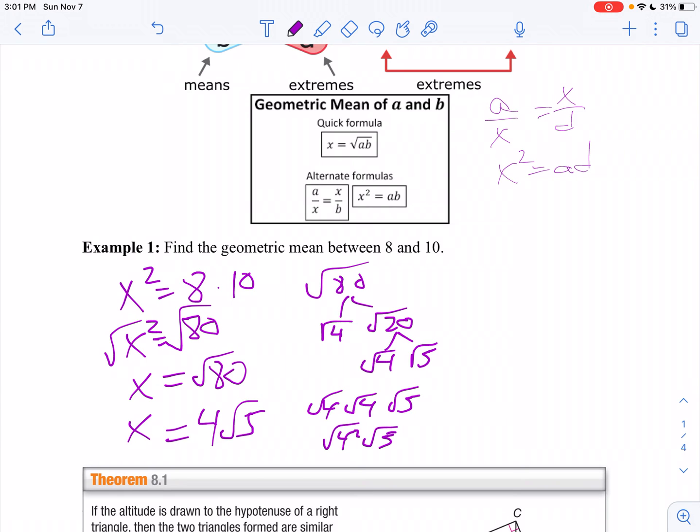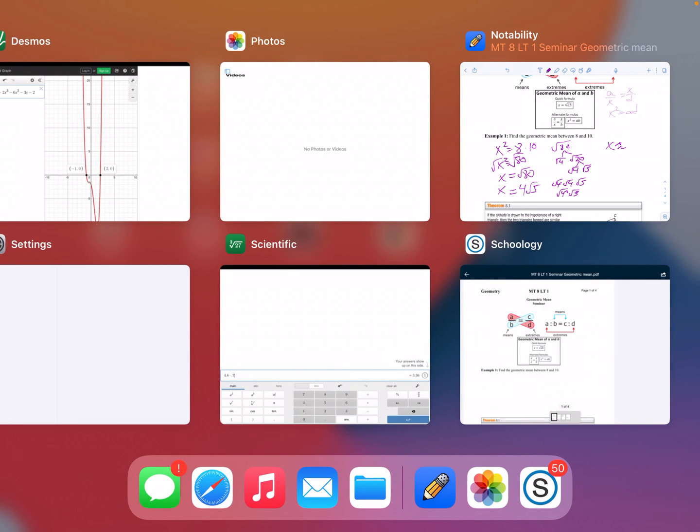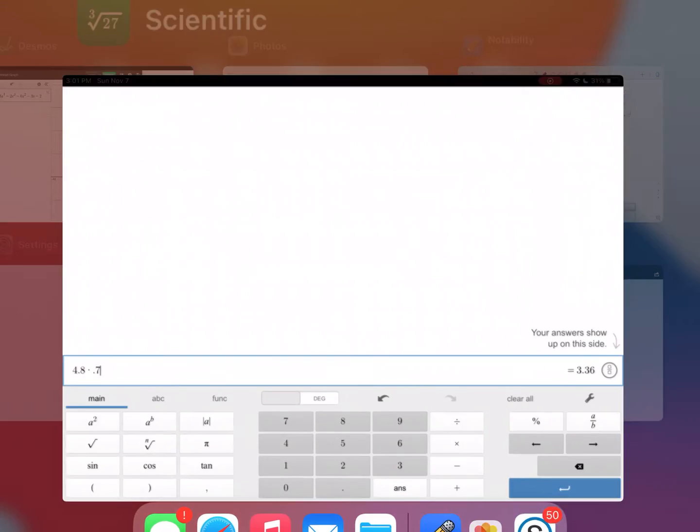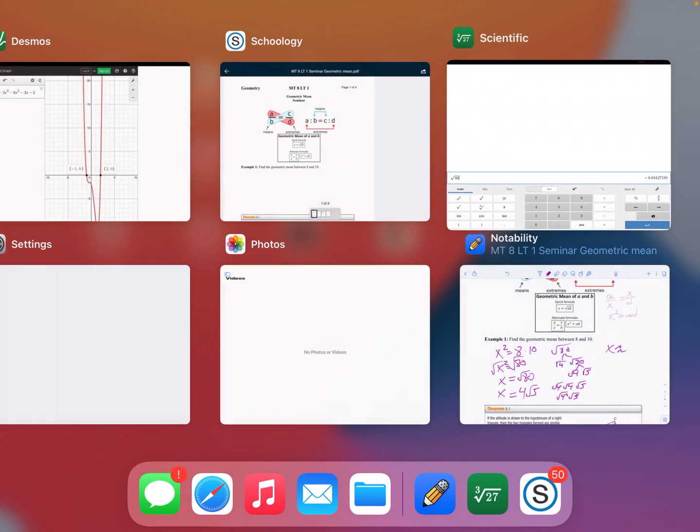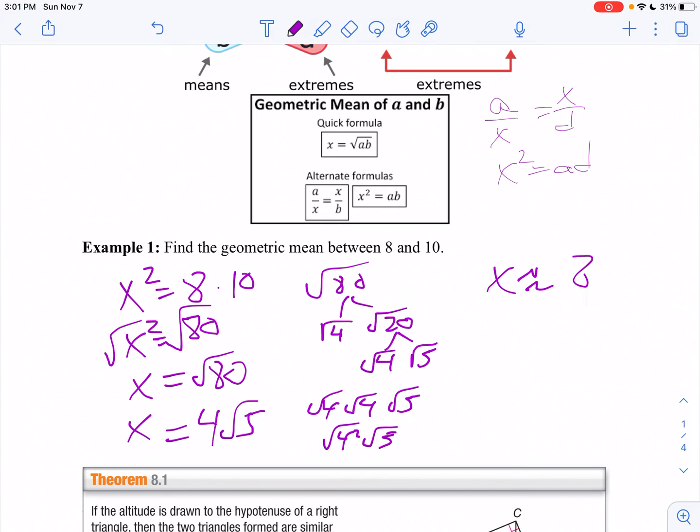You can also write that as a decimal. If I just take the square root of 80 on my calculator, you get 8.94. That's the geometric mean. If your directions say find the exact value, then I want you to simplify it.